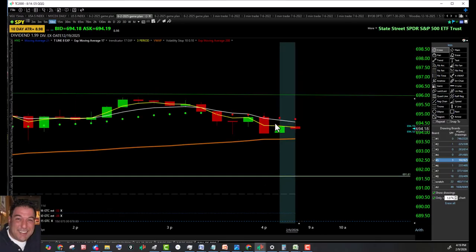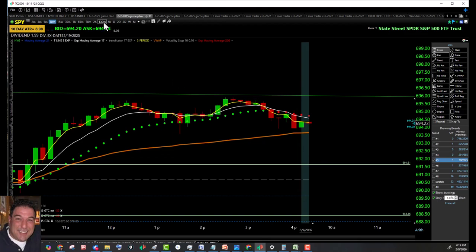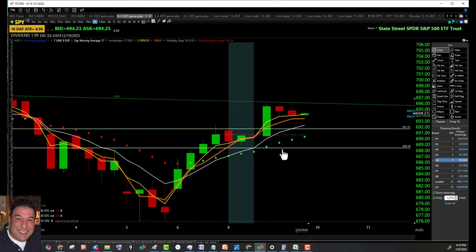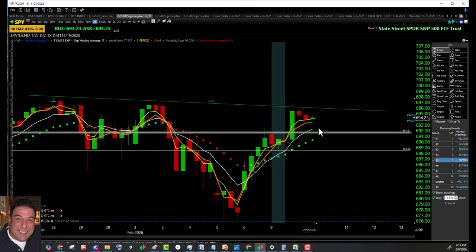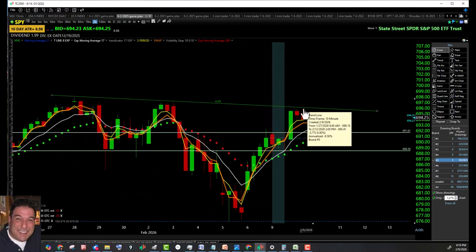Okay, sticks and the 3, underneath the 8. This is the 8, the white line. So 10-minute downtrend coming into the close. Let's look at the 2-hour chart. Okay, the sticks and the 3 are up over the 8. So 2-hour uptrend. Okay, see how we came right up to that downtrend line?